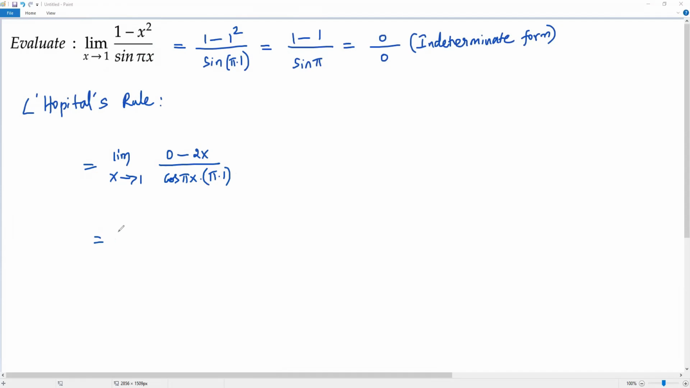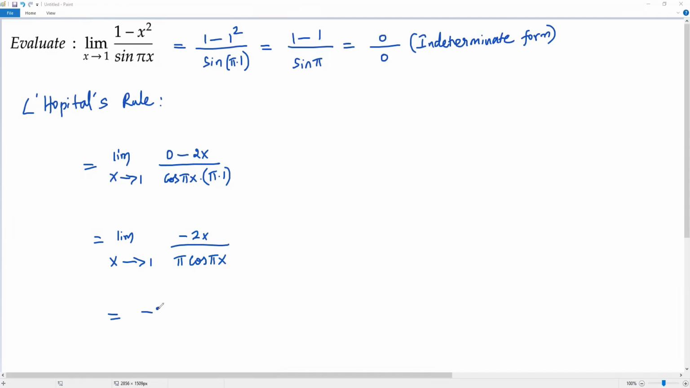Okay, now let's do further simplification. That is, limit as x approaches 1. So 0 minus 2x is negative 2x, and here π times 1 is π. It's a constant. So we can write this π in front of this cosine πx, that is π times cosine πx. Now we can plug in the limit of x, that is, we have to plug in this 1 for x over here and here. Okay, let me do it.